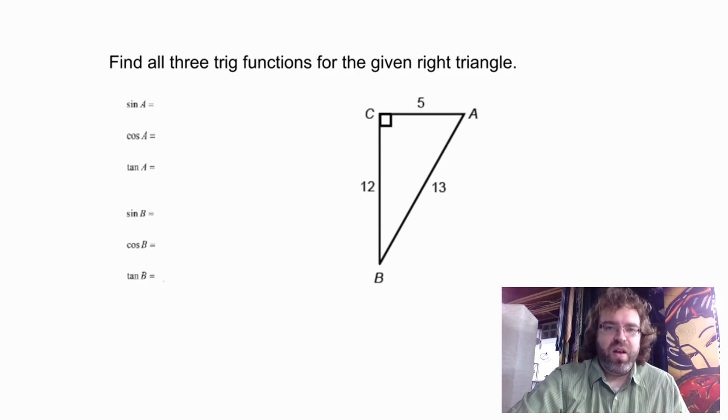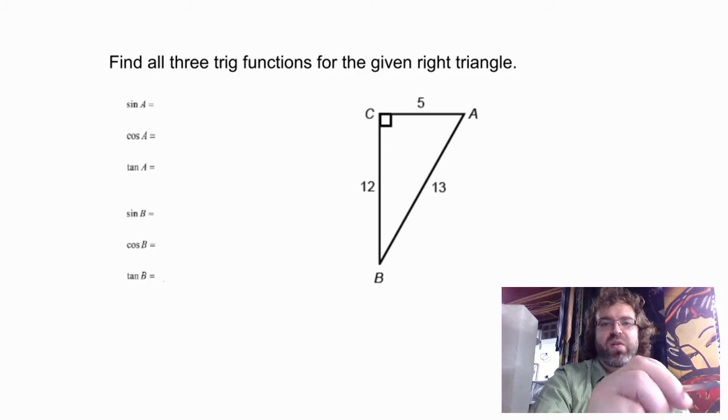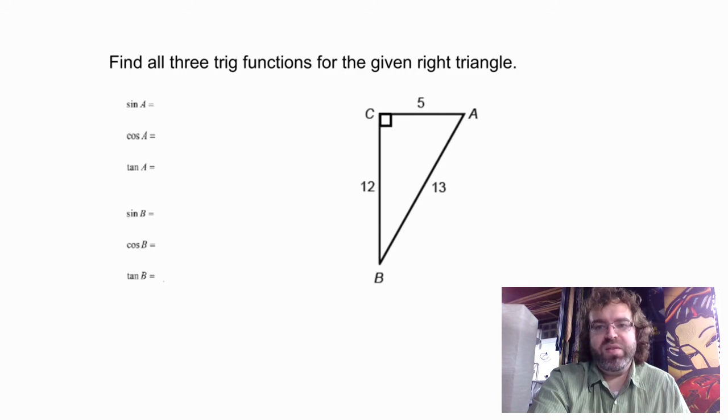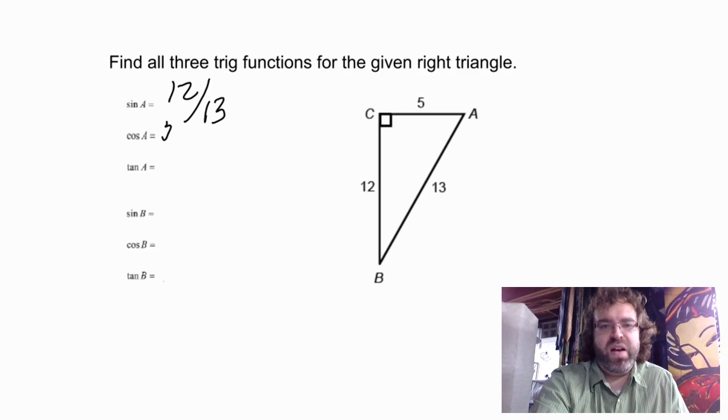Okay, hopefully you can pause the video, but we'll go over the answers right now. So sine of angle A would be the opposite over the hypotenuse. So opposite is 12 over the hypotenuse, which is 13. Cosine is adjacent over hypotenuse, and the adjacent is 5, and the hypotenuse is 13. And tangent of angle A is opposite over adjacent, so that'd be 12 over 5. So that is angle A reference.